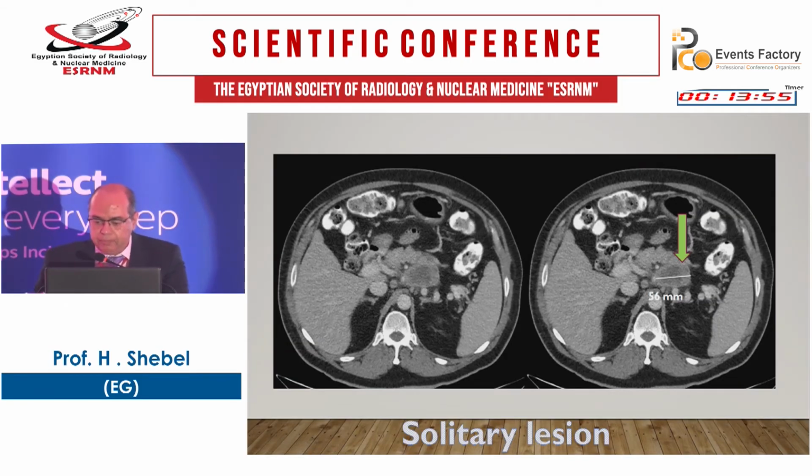Another pitfall we should be careful about is when the lesion becomes adjacent to another structure, like a vessel. This is a case of a pancreatic lesion. We can notice there is a hyperdense vessel here. So be careful when measuring this lesion not to include the vessel in your measurement, because it will signify a few millimeters, but it will have an effect on your final decision and on your follow-up.